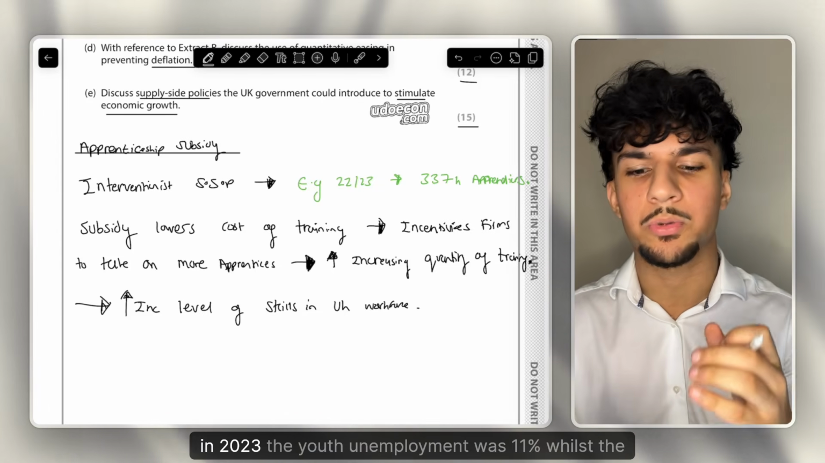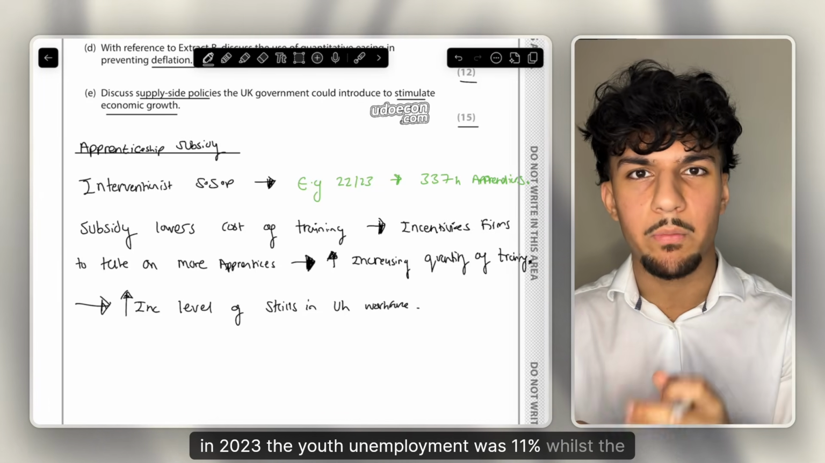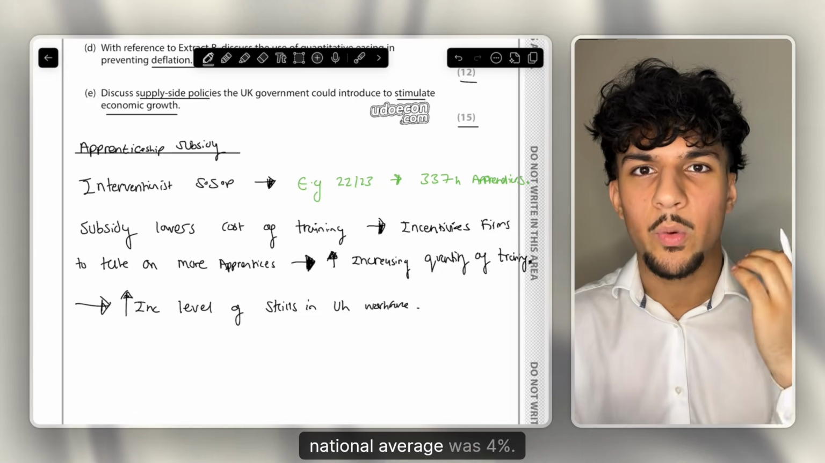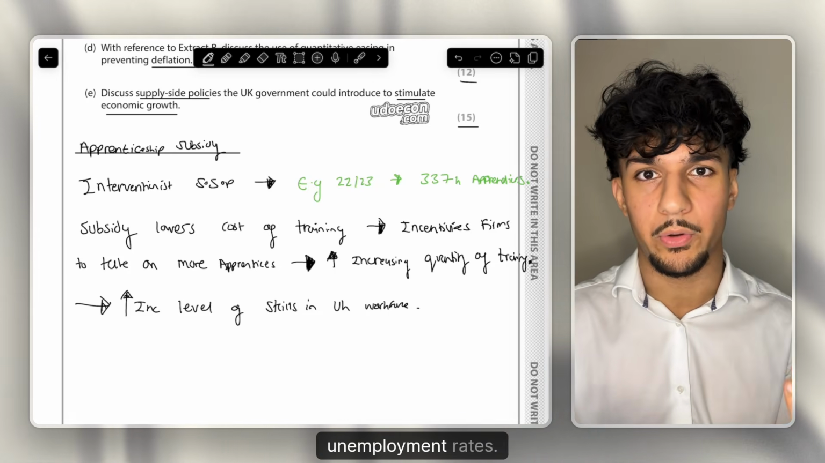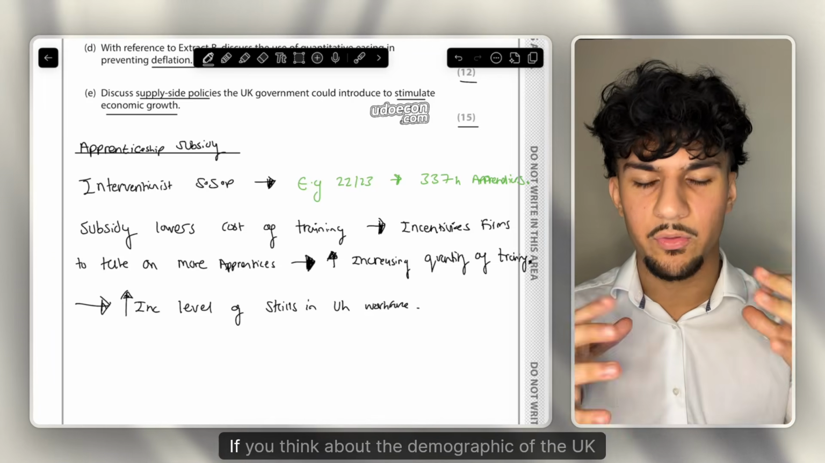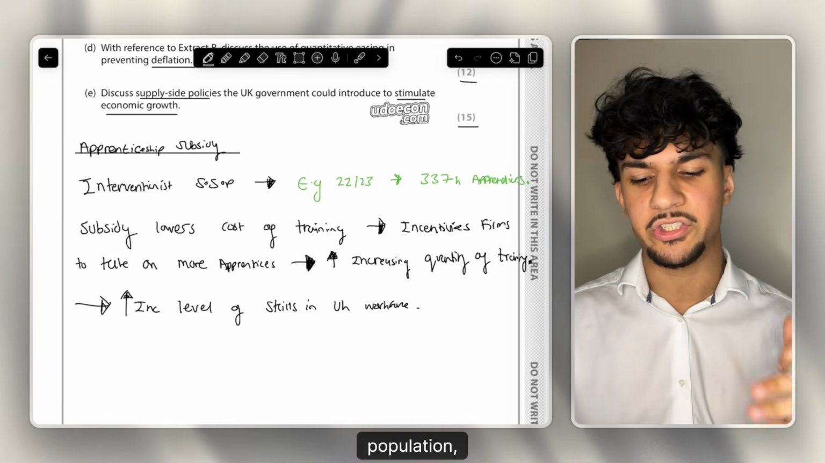For example, in 2023, youth unemployment was 11%, whilst the national average was 4%. So that's over 7 percentage points higher unemployment rates. Now, another factor that compounds this, if you think about the demographic of the UK population, again, real world application, the UK has a massive aging population crisis.